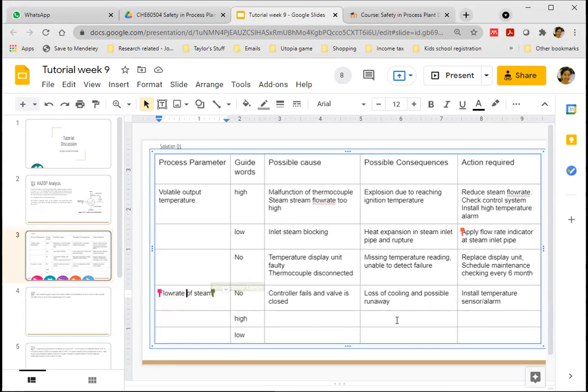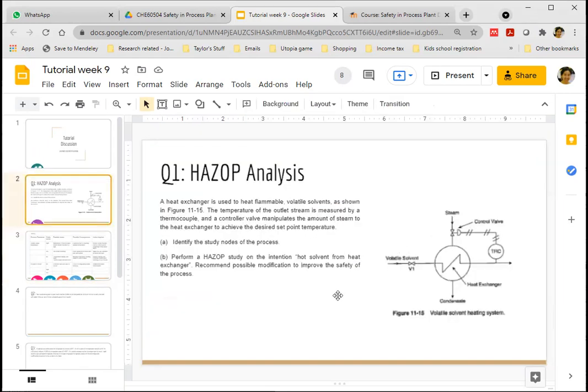This is a simplified version. Let's take a look at the questions. The heat exchanger is used to heat a flammable volatile solvent, as shown in this figure. The temperature of the outlet stream is measured by the thermocouple, and the control valve manipulates the amount of steam to the heat exchanger to achieve the desired set point temperature. So first we identify the study node of the process, which I believe you have done.